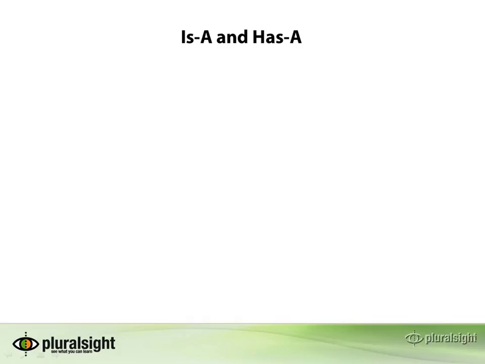So let's talk a little bit about the ISA and HASA relationship in Java. And really, the purpose of discussing this is because you're pretty soon going to find, as you're programming in Java, that classes don't stand alone, that classes actually need to depend on other classes, that you really have relationships between classes. So one class is going to be related to another class in some way, and they're usually going to be related through either an ISA relationship or a HASA relationship.